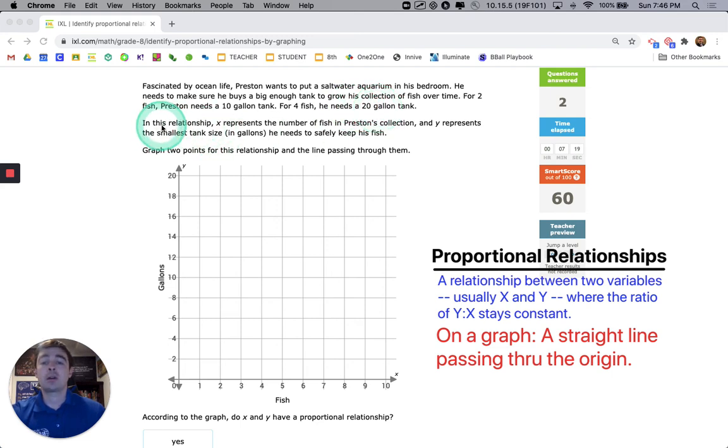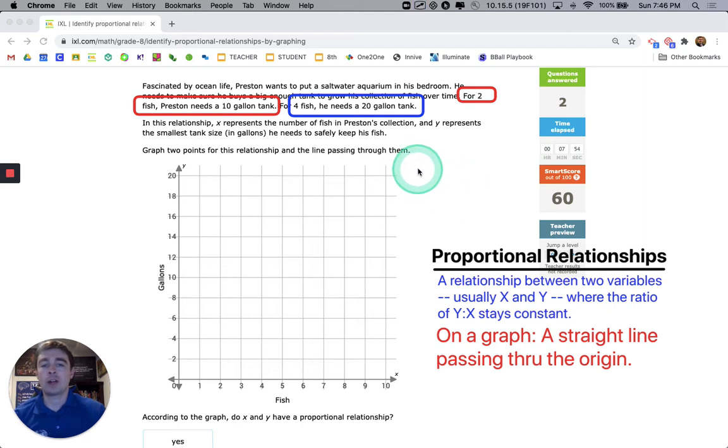The next paragraph tells us in this relationship, the x-axis represents the number of fish, and the y-axis represents the smallest size tank that Preston could buy if he wants to have that many fish. So we're going to pick out the 2 key pieces of information here. We'll put the first one in a red box, and it says for 2 fish, Preston needs a 10-gallon tank. So it's broken up. We'll use 2 red boxes, 2 fish, 10-gallon tank, and then also we'll put in blue, for 4 fish, he needs a 20-gallon tank. So that's our other key data point.